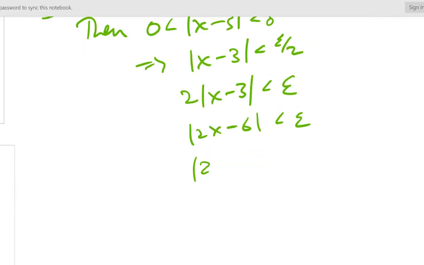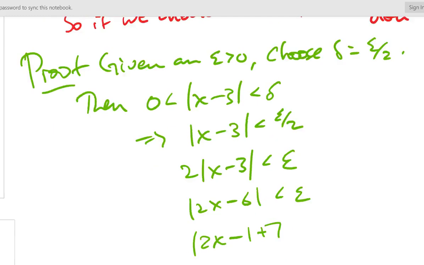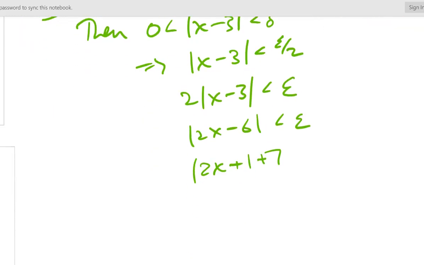And now we can make it 2x minus 1 plus 7. Wait, is that what we want? No, plus 1 minus 7. |2x + 1 - 7| is less than epsilon. And we're done. We got it. So we proved it. So done.